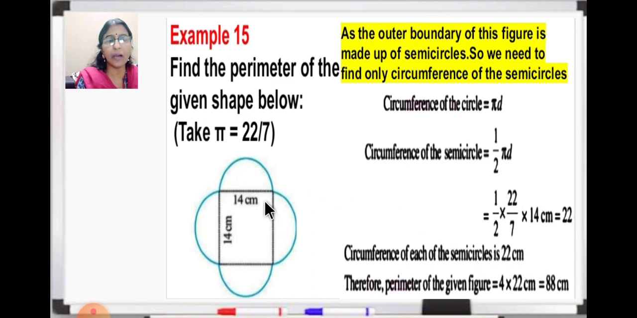And how many semicircles are there? As I told you, 1, 2, 3 and 4. So we are going to multiply it by 4. 22 will be multiplied by 4. So when you multiply 22 by 4, you will get 88 centimeter. So the perimeter of this shape is 88 centimeter.